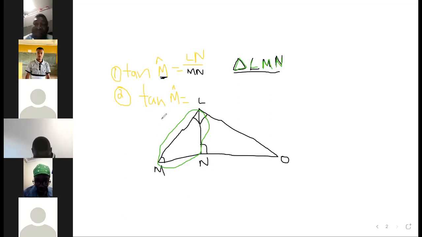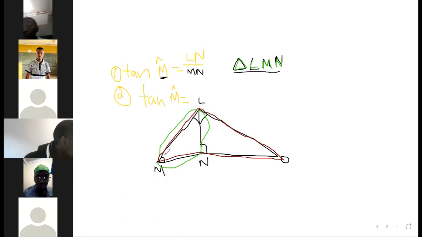So we're gonna look into another triangle, ne? The one that involves M and a 90 degrees, which is this one right here. M, L, O. This triangle right here. It has the 90 degrees, it has M also. So we can use the trig ratio. So this side, what's opposite? Raise your hand if you have an answer. What's opposite to angle M?